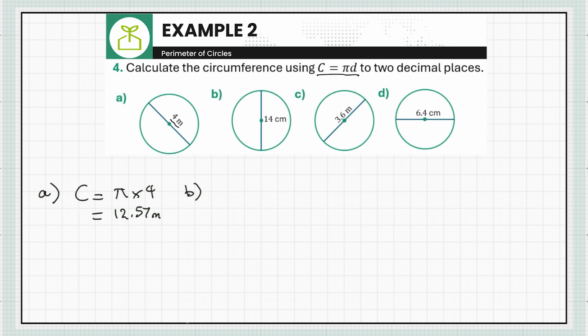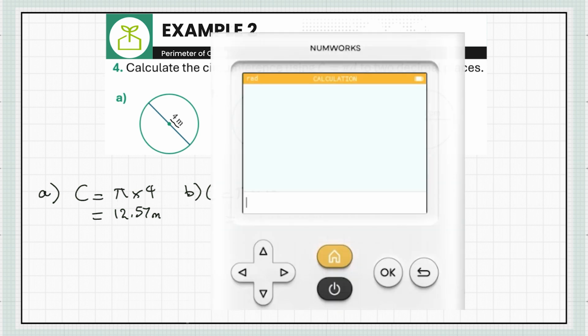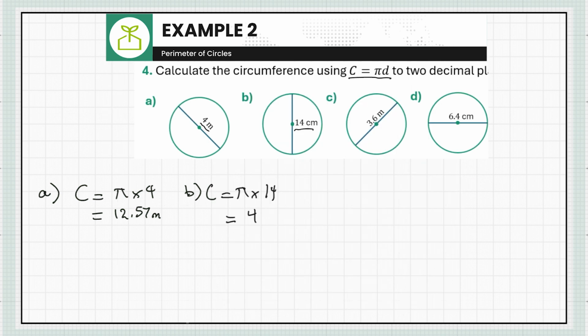If we look at B, we have our 14 centimeter diameter, so our circumference is going to be equal to pi times 14. So let's do that. Now we can do pi times 14, hit execute, and we get 43.98. Alright, and that is centimeters.